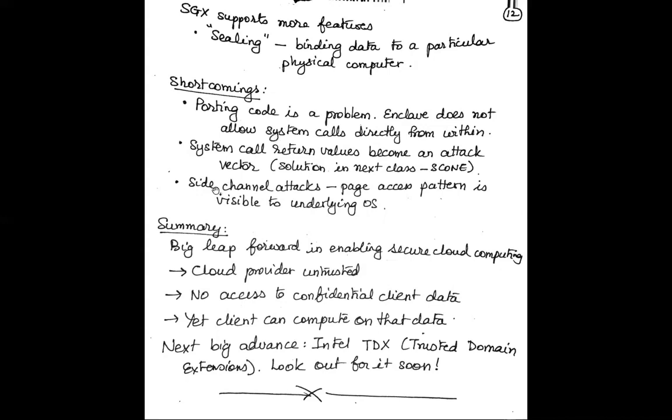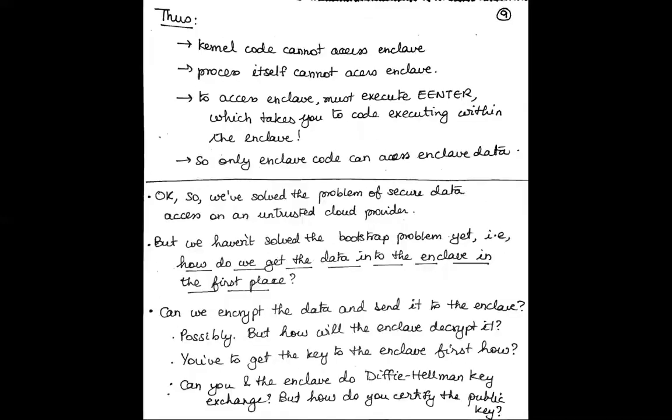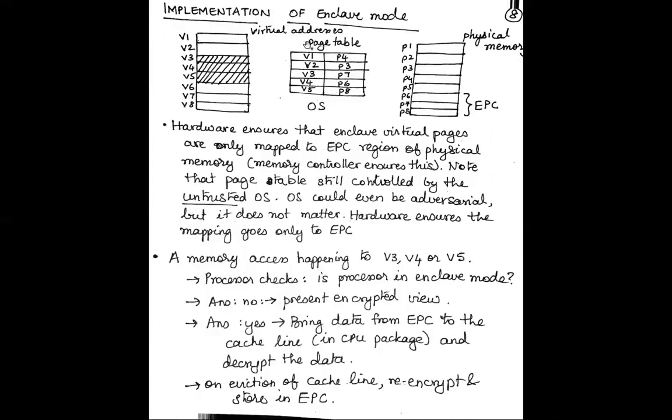So the third attack is side channel attacks. And these stem from the fact that the page table, which maps the page frames over here in the virtual address space to physical memory, maps the enclave pages to the EPC. And I already told you that the hardware ensures that all enclave pages are only mapped to the EPC. The hardware, the memory controller, can ensure that. And that is provided by the hardware.